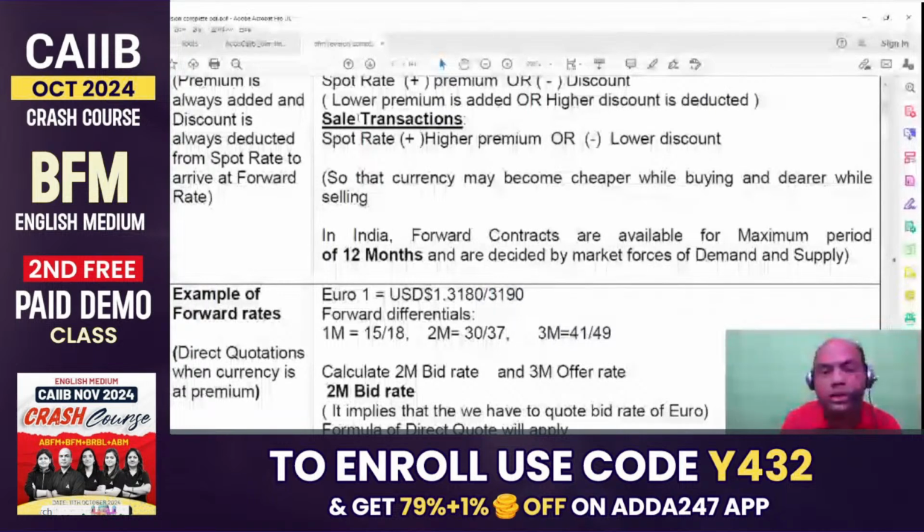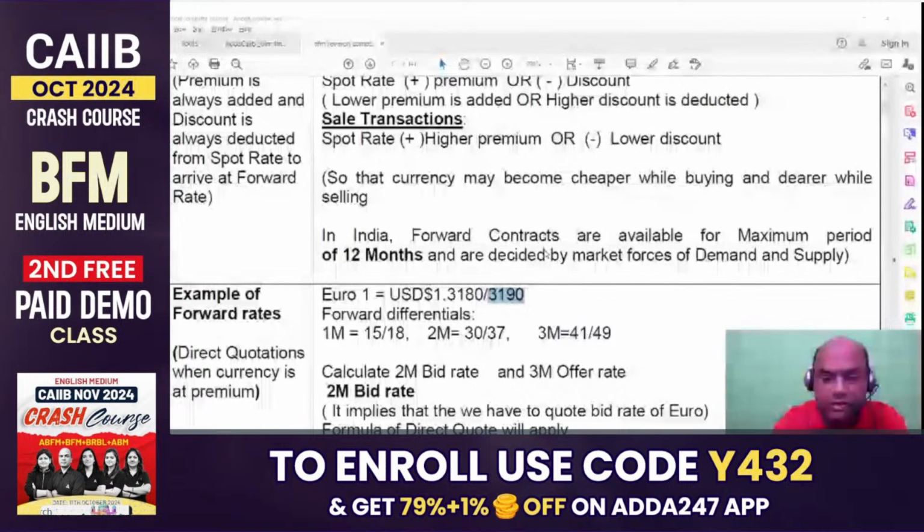Whenever you do any transaction on TT basis or spot basis, you use either the buy rate or the sell rate. Now, which rate will you use? Whenever you are doing exports, everyone take pen and paper in your hand. Write down whatever I am saying. Very important. Whenever you are doing exports, you always use the buy rate. Exports means buy rate. Whenever you do imports, you always use the sell rate.